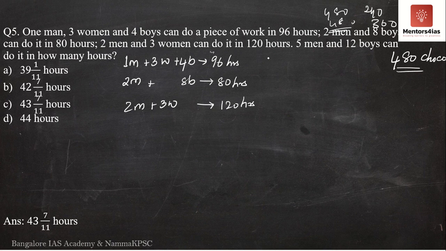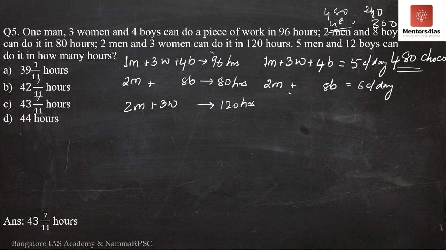So if the amount of work to be done is nothing but to eat 480 chocolates, can I rewrite the equations over here? Can I write it as 1m plus 3 women plus 4 boys is equal to 96 times 5, that is 5 chocolates per day. Similarly, 2m plus 8 boys is equal to 6 chocolates per day, and 2m plus 3 women is equal to 4 chocolates per day. So let this be my first equation, my second equation, and my third equation.